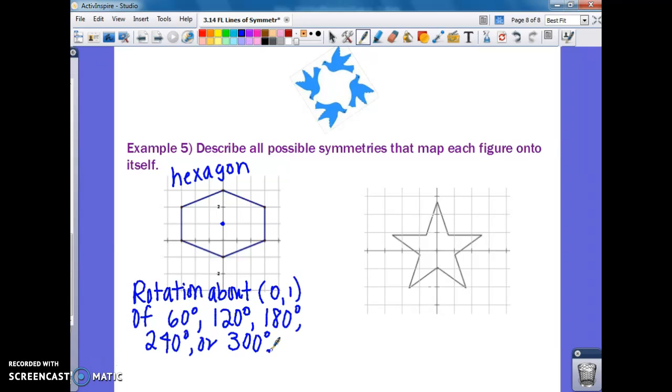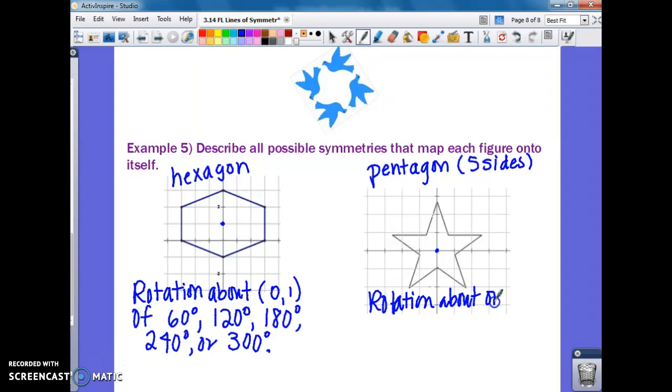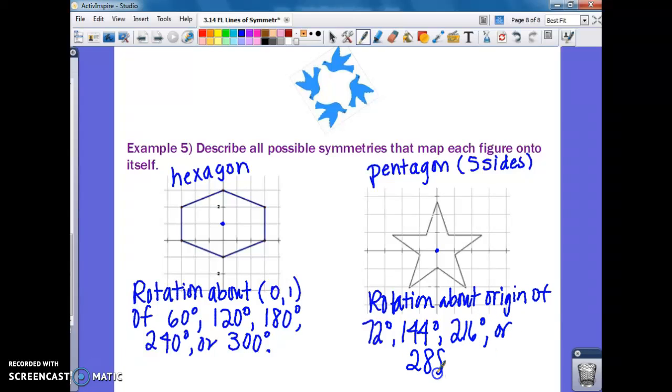The last one is a star. A star is also a pentagon. It has 5 sides. Rotation about the origin of 72 degrees, 144 degrees, 216 degrees, or 288 degrees.